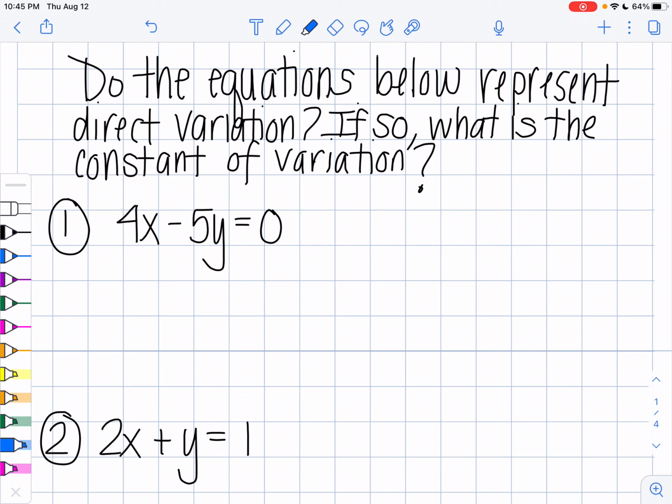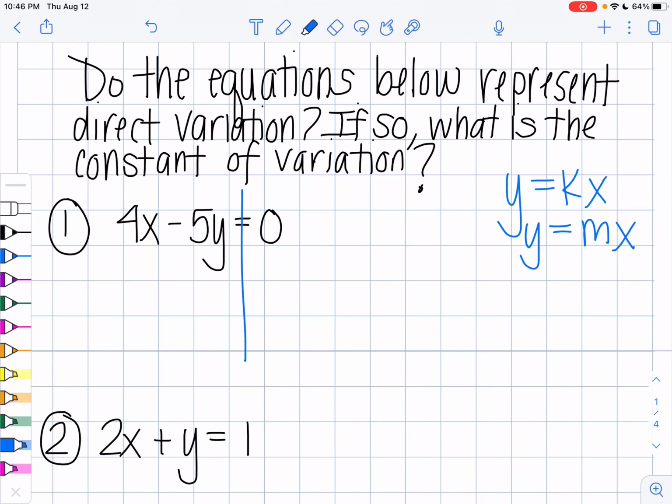In order to tell if it represents direct variation, we want to ask, can I write my equation like y equals kx? So I need to take my equation and solve it for y. Remember, I want it to look like y equals mx plus b, but with no b, just y equals kx or y equals mx. On this first one, I'm drawing my line down the middle of the equals.